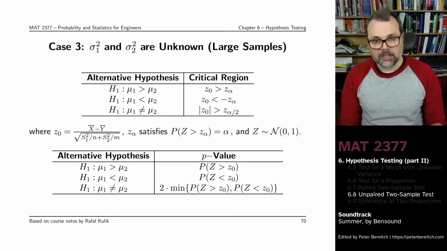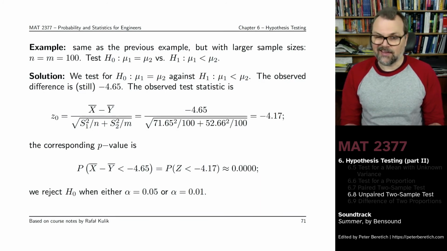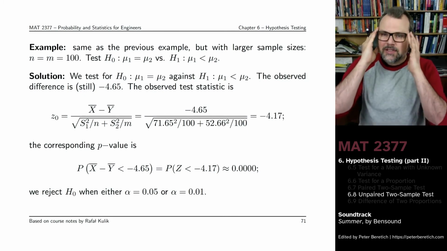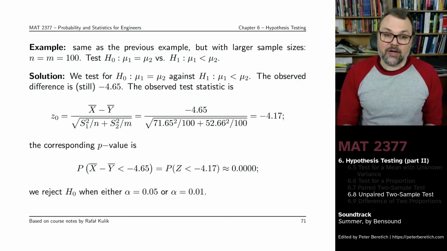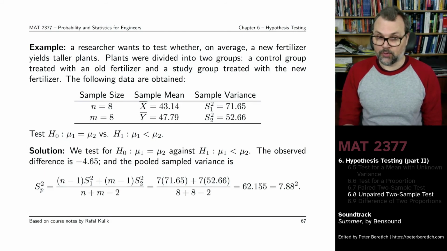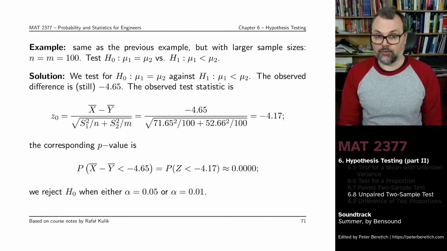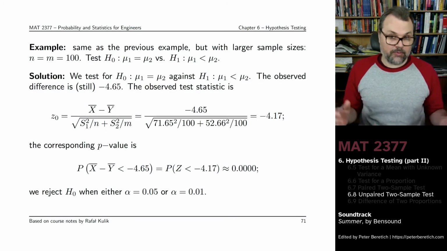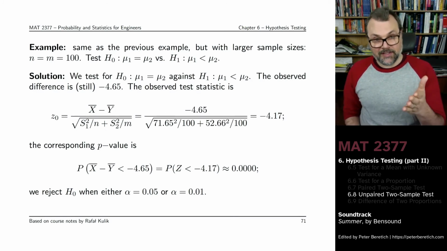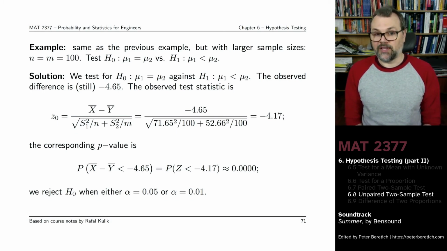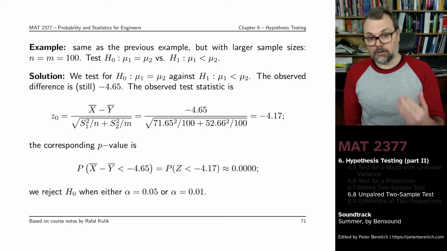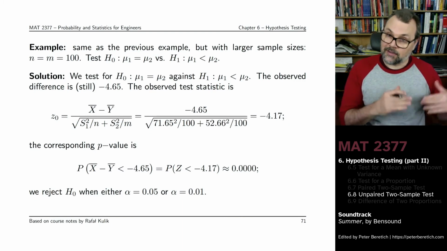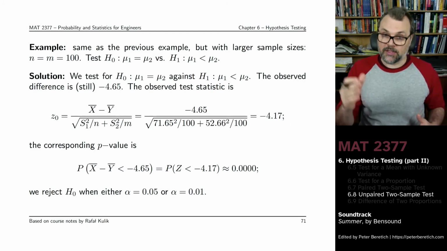How large is large? Large is large enough. 8 is small, 100 is probably large enough. 30 is often used as the cutoff point, but it really depends on the situation. So if instead of 8 observations in each group, we had 100 observations in each group, but everything else stayed the same, the same sample mean and the same sample variance, we would still be testing the null hypothesis mu1 equal to mu2, there being no effect when you use the new fertilizer, versus the alternative that the new fertilizer tends to give rise to taller plants, mu1 being smaller than mu2.